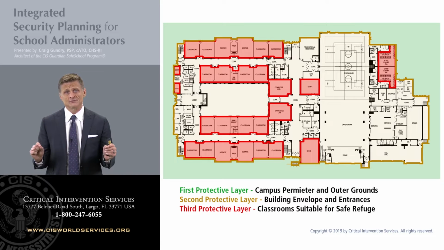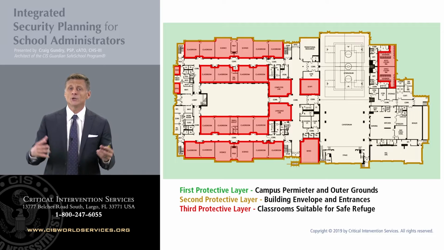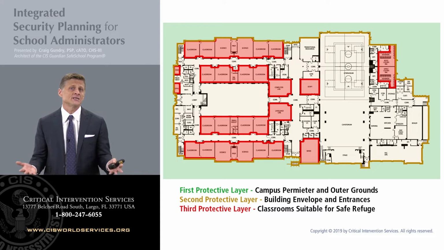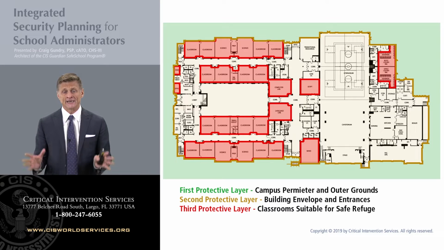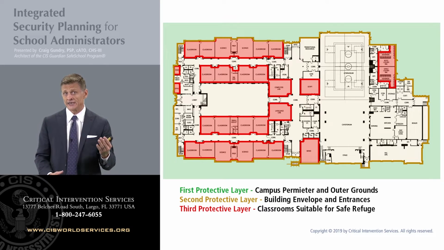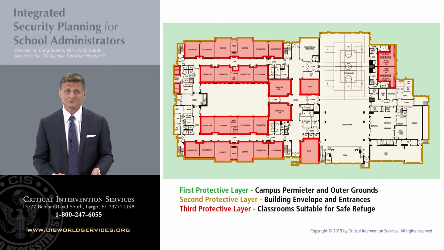The second protective layer would be the building envelope around our student-occupied school buildings. And then the third protective layer, which would include any type of classrooms, activity rooms, or perhaps even staff offices, which are adequate for lockdown purposes. In other words, that they are intrusion resistant and can provide some useful delay in slowing down an adversary or deterring an adversary from accessing the students taking refuge in those rooms.